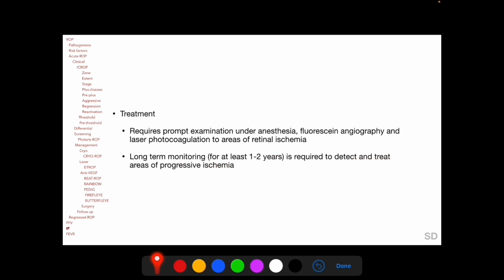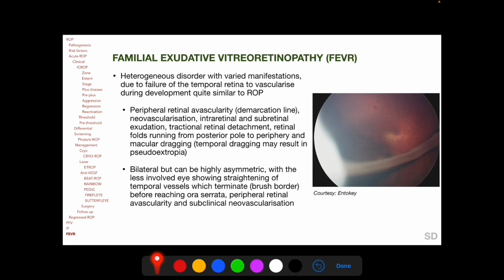progressive ischemia. Familial exudative vitreoretinopathy, or FEVR, is a heterogeneous disorder with varied manifestations due to failure of the temporal retina to vascularize during development, as in ROP, but in FEVR, this incomplete vascular development occurs in full-term infants. So like ROP, FEVR presents with peripheral retinal avascularity with a demarcation line, neovascularization, tractional retinal detachment, retinal folds running from posterior pole to the periphery, and macular dragging, usually temporally, resulting in pseudoexotropia.